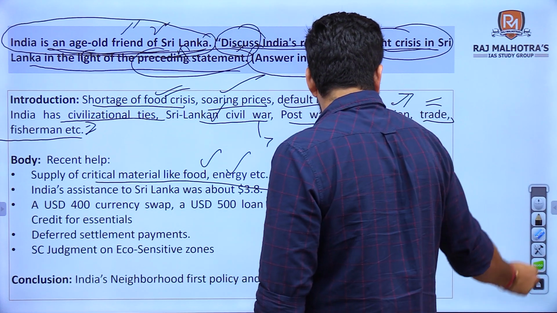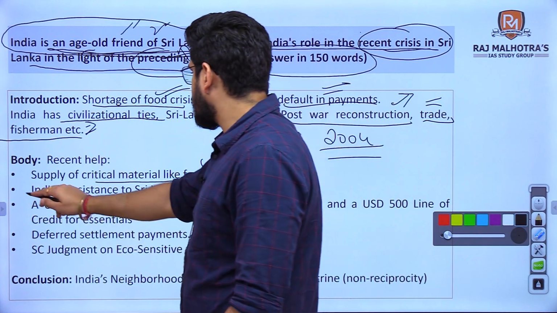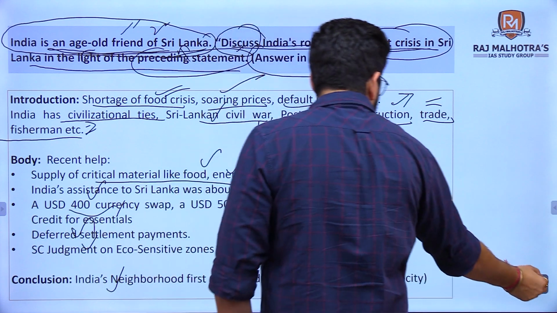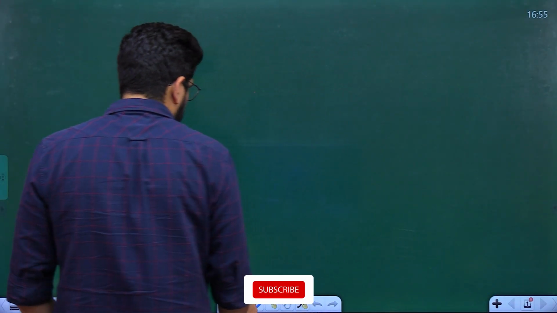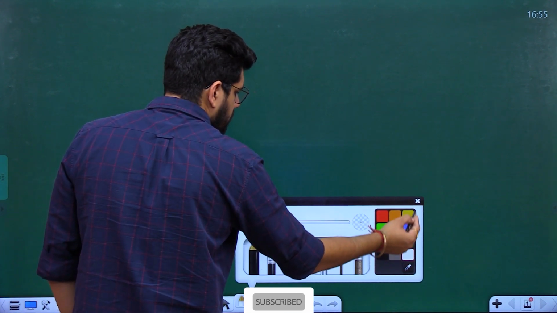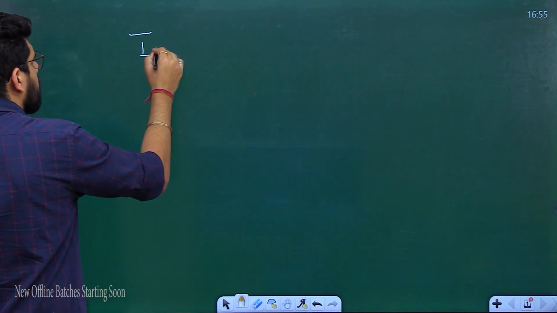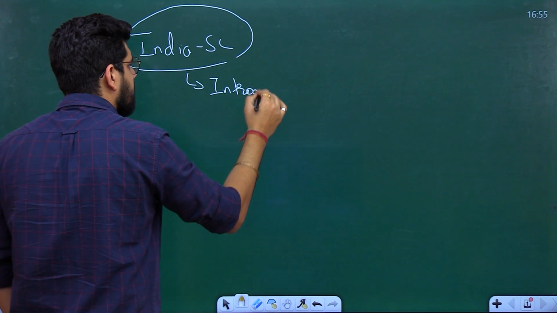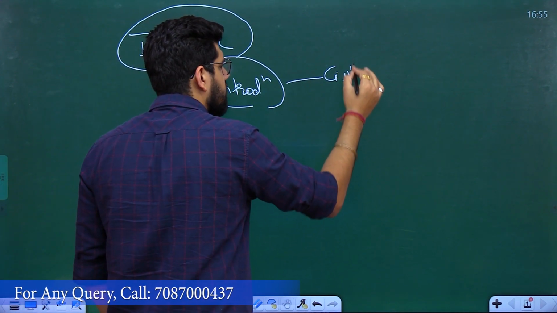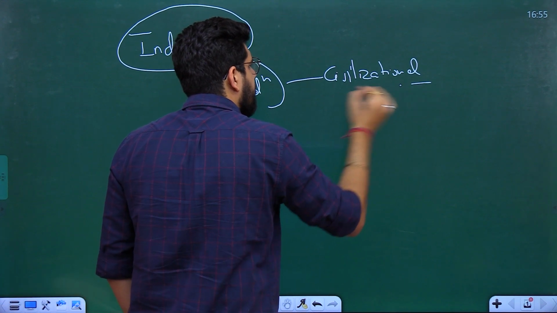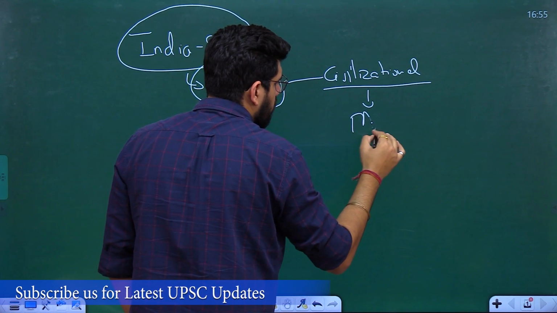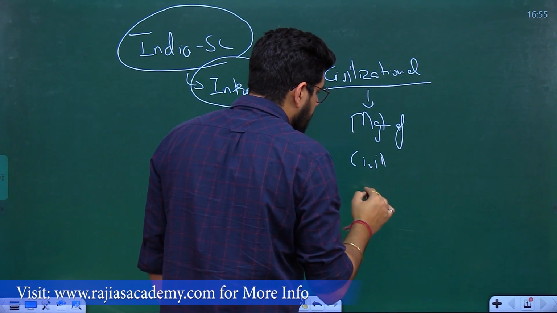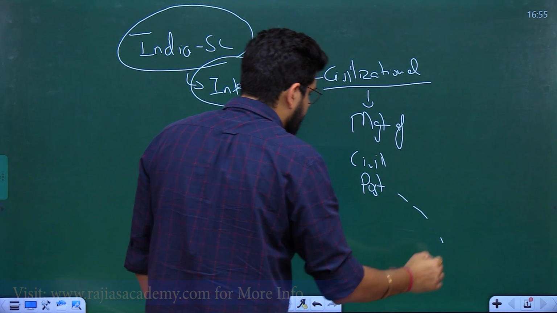Right, so you can say India's assistance to Sri Lanka: USD 400 million currency swap, credit for essentials, deferred settlement, India's neighborhood policy. These can be the issues in which India and Sri Lanka can be talked about. Now, let us understand this idea. In the introduction portion, we can say how India and Sri Lanka have civilizational ties, which can be related to the management of old relations. Then there are the civil wars we discussed, then post-war reconstruction, etc.